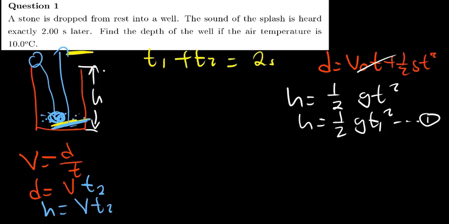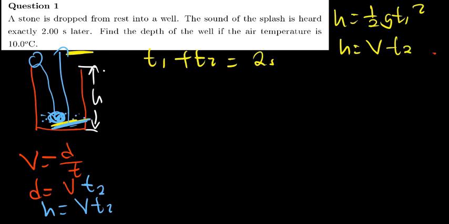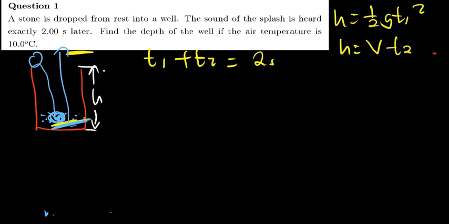Now I have got two formulas. My h will be equal to half g T1 squared, and the other is that h should be equal to v times T2. We can make T1 the subject, or even just T2 to make things simple. Let's make T2 the subject of the formula. These two h's will be the same, so I need first to find T.